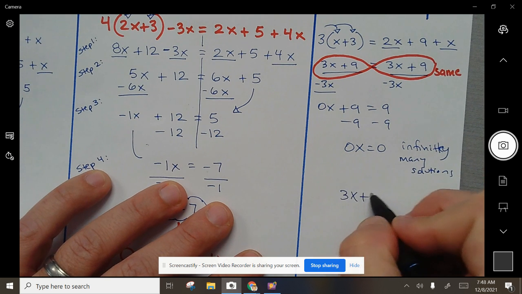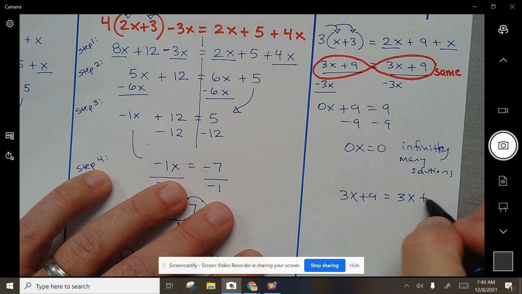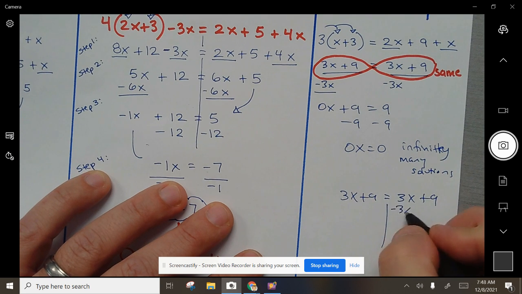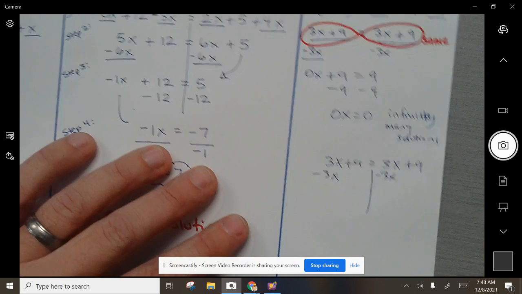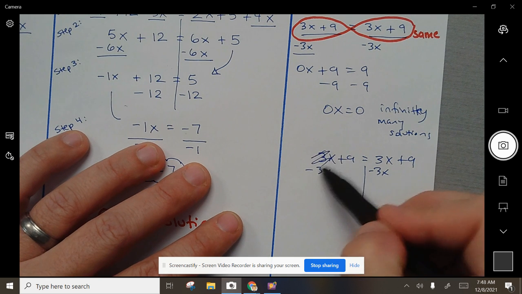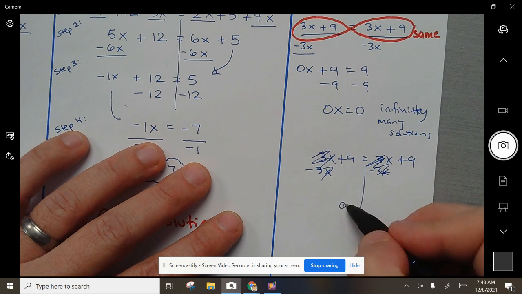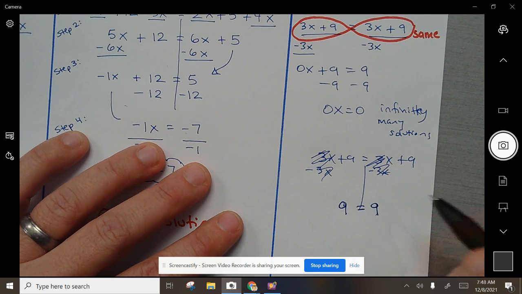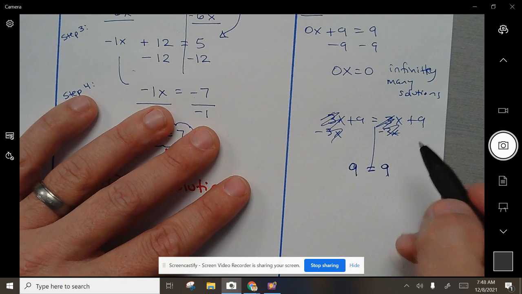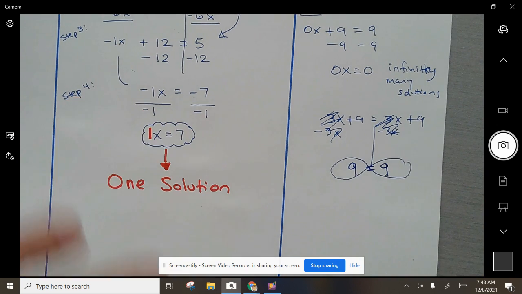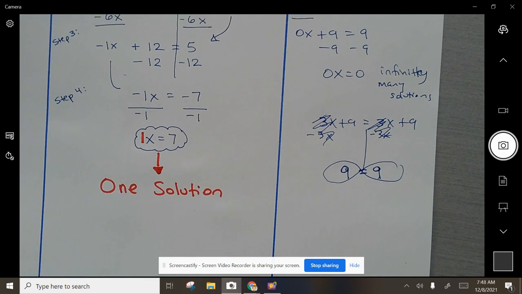But here's the deal. When you have this in the textbook, they like to write it out like this sometimes. When you subtract 3x here, they say these both cancel out. And what's left? You have 9 equals 9. When you have the same on both sides, it's going to be infinite. All right? Hopefully you have that in your brain.